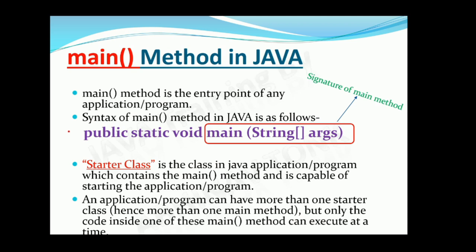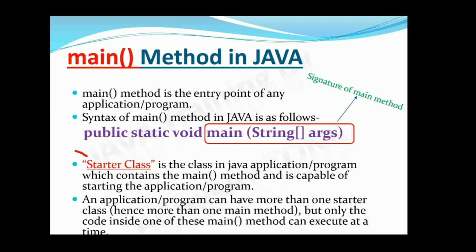The syntax of the main method is this: public static void main. The access specifier of the main method is public, and the main method is a static method. The return type of the main method is void, and the parameter that the main method accepts is of string array type. This parameter we also call the command line argument. We'll be discussing command line arguments in a while.